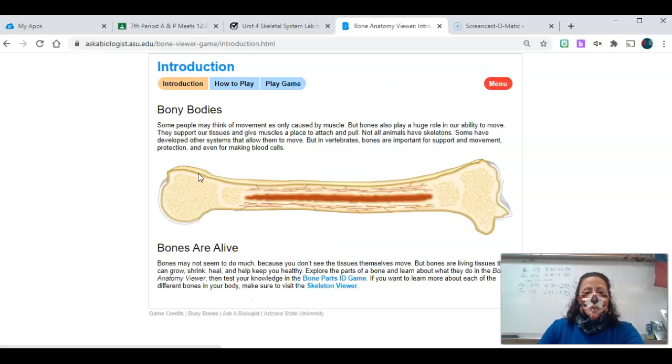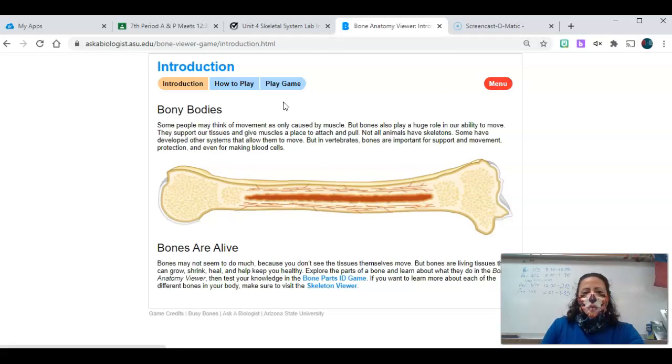But I'll go ahead and click on the introduction with you just really quick. You're going to want to go through this at your own pace, but I just wanted to show you here. The introduction is just going over bones, and that bones are alive. We kind of talked about that. Even though it's a solid thing, there are actually very intricate parts of it that are moving and changing all the time. The bone parts ID game, that's what you're going to be doing first, what I'm going to be walking you through. And then the skeleton viewer is the second one in the assignment, and it's very similar. It's just, again, going over the entire skeleton and not just the general anatomy of a bone.